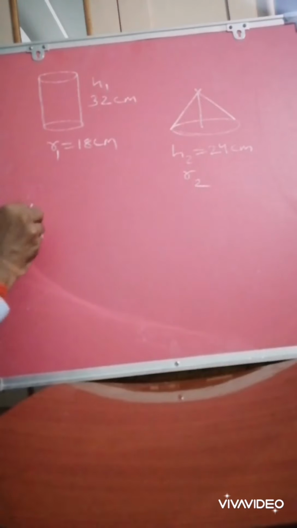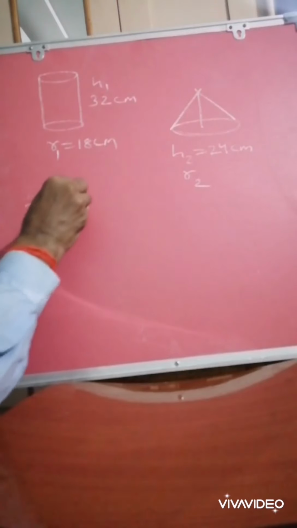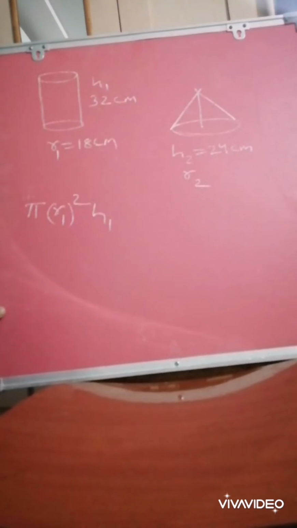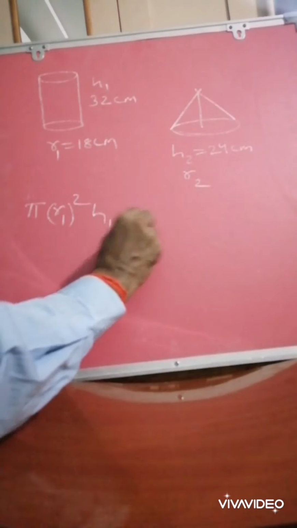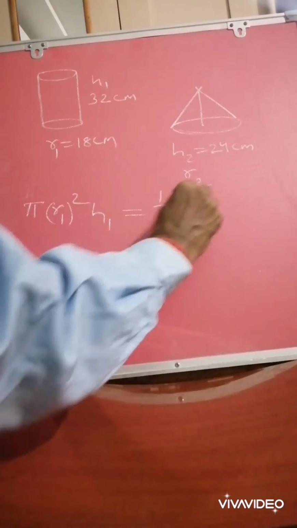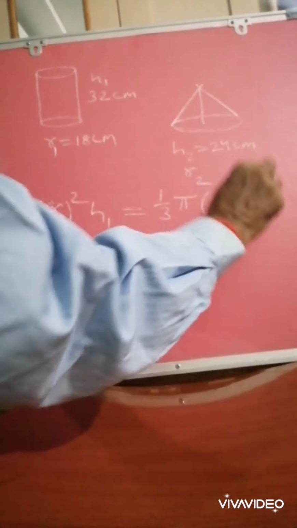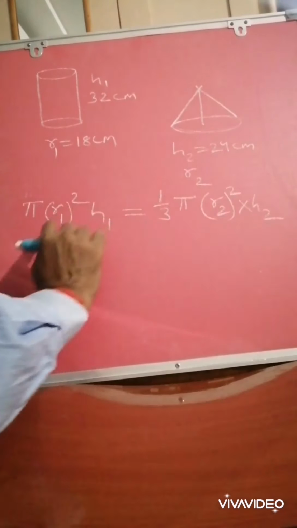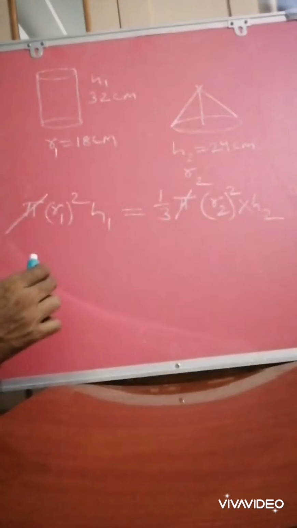So volume here is pi r1 square into h1, the height of the cylinder. It is equal to the volume of the cone, formula 1 by 3 pi r2 square into h2. You have to equalize it. You can cancel pi from both sides.